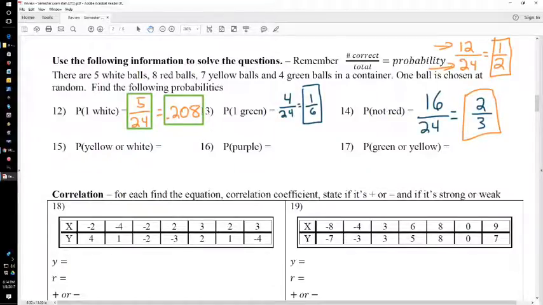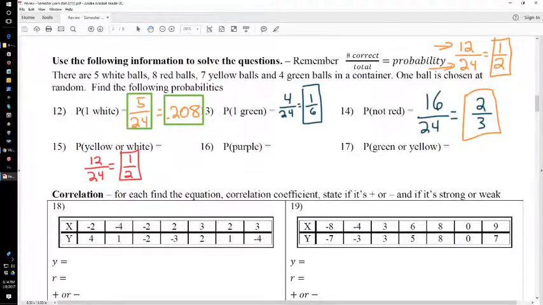Keep burning through these. Yellow or white. Well, how many yellow or white balls are there? 5 plus 7, that's what, 13? 12. Can't add. There's still 24 in the bottle. 12 over 24 reduces down to 1/2. So the probability of getting yellow or white is 1/2.